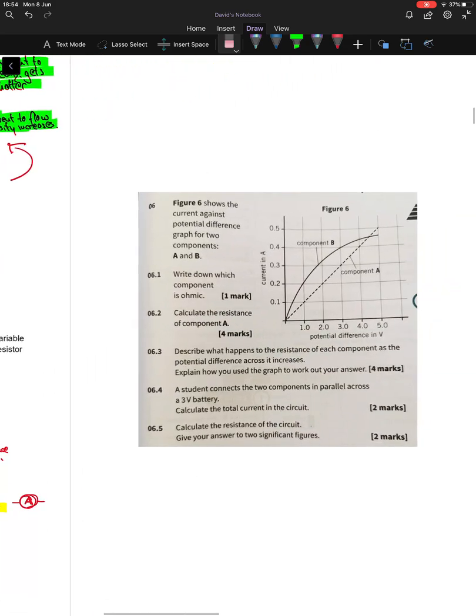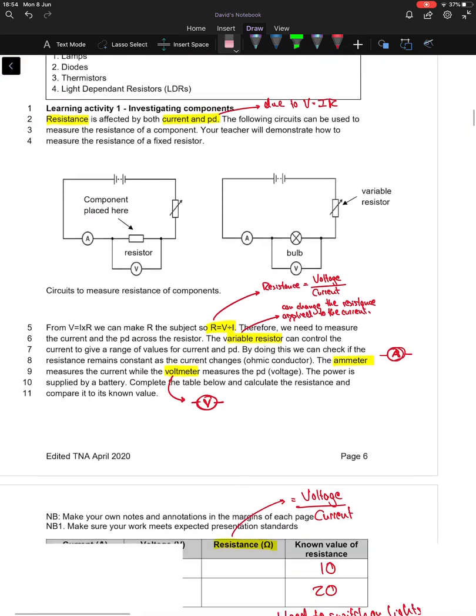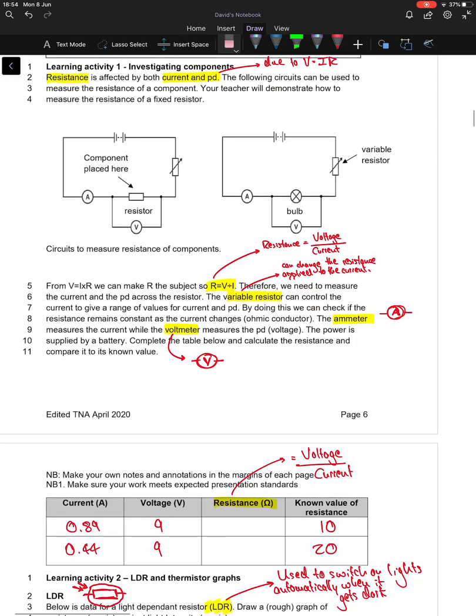Right, okay. Just see what we've got. Reminding myself what we've got there.